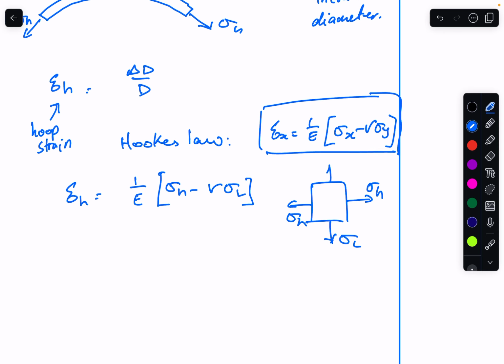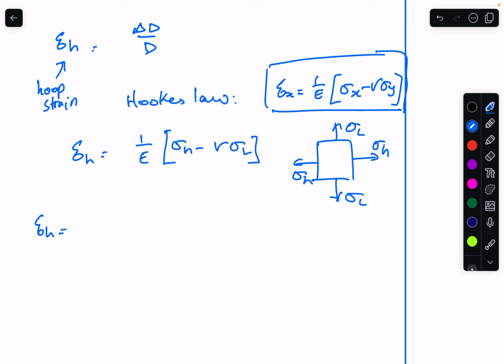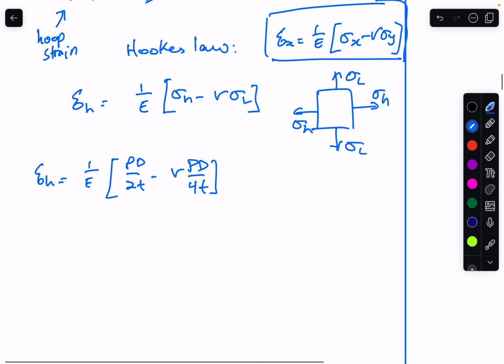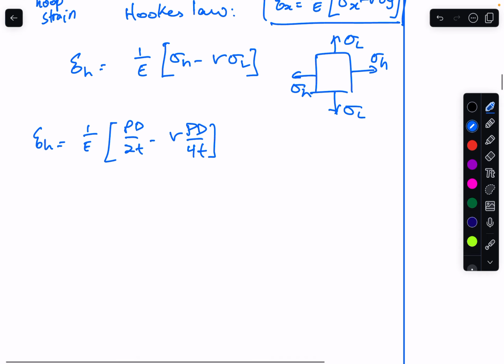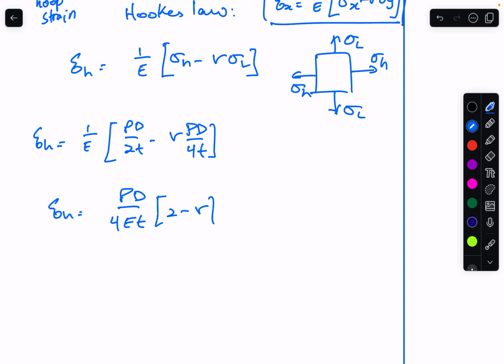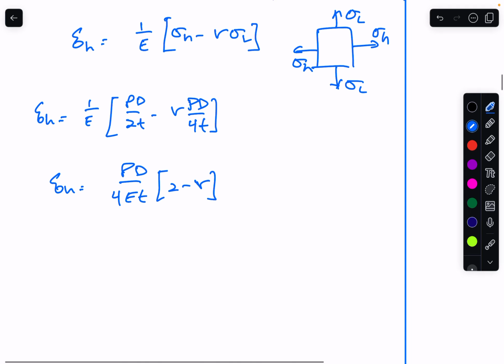and longitudinal, right? So if we were to plug in now our values or equations, this was PD on 2T, PD on 4T. We could simplify this and end up with PD on 4ET. Right, so it's just algebra at this point. That is mu, or Poisson's ratio. We know that epsilon h is also that.